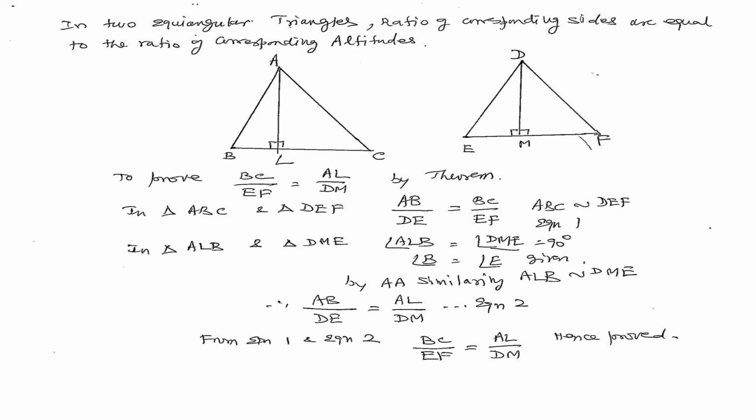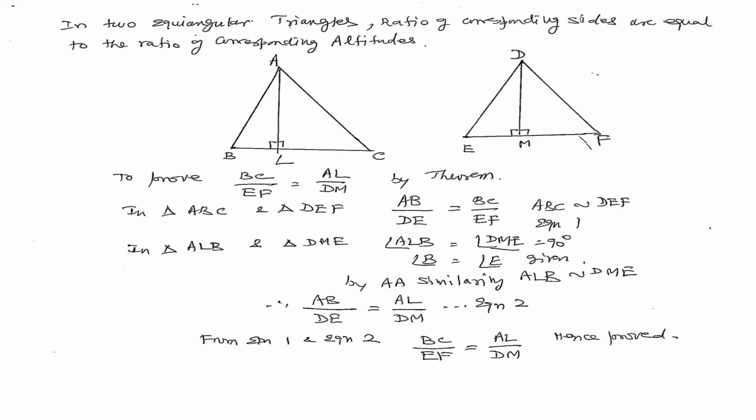In the slide you see, in two equiangular triangles, the ratio of corresponding sides is equal to the ratio of corresponding altitudes by theorem. So we have to prove BC by EF is equal to AL by DM by theorem. AL and DM are altitudes in triangle ABC and DEF respectively. AL perpendicular to BC and DM perpendicular to EF.